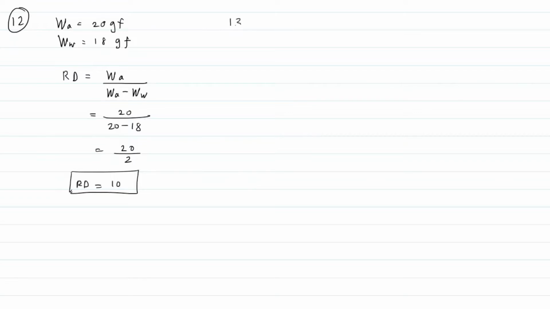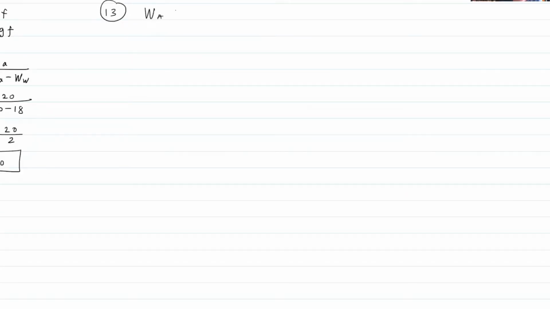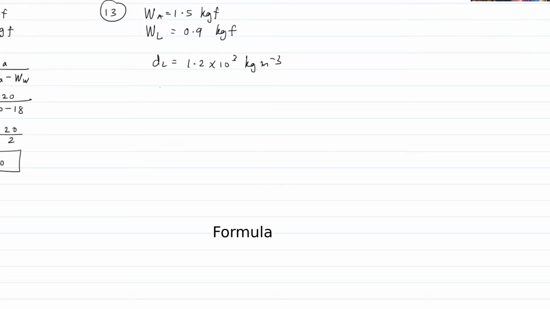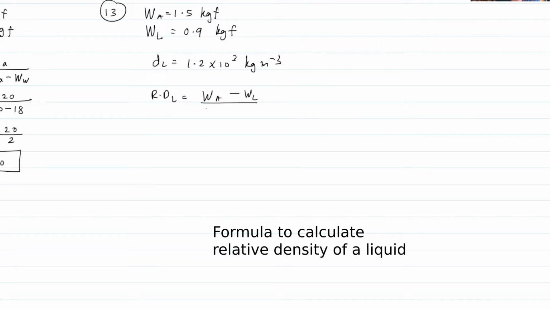Okay, question 13. Again, weight in air is given, that is equal to 1.5 kilogram force. Weight inside a liquid is 0.9 kgf. Density of liquid is 1.2 into 10 to the power 3 kg per meter cube. And they are asking for the relative density of the solid. Okay, so how to do that? Now you know that relative density of liquid is weight in air minus weight in liquid upon weight in air minus weight in water.